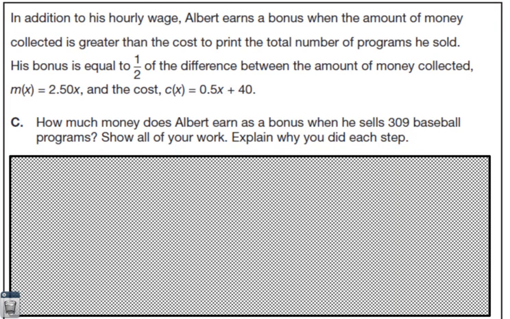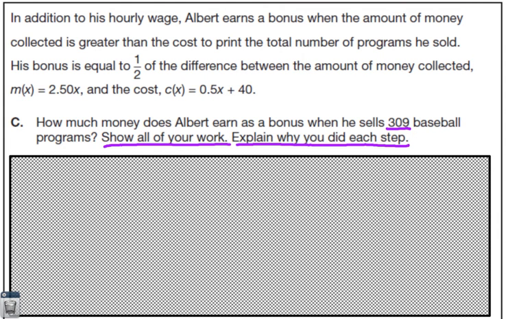Part C. Well, I mean, you should have already read this thoroughly. If not, pause it and read this thoroughly. But they want you to figure out how much money Albert earns as a bonus when he sells 309 baseball programs. But I'm going to emphasize the fact that they say in this one to show all of your work, but also to explain why you did each step.